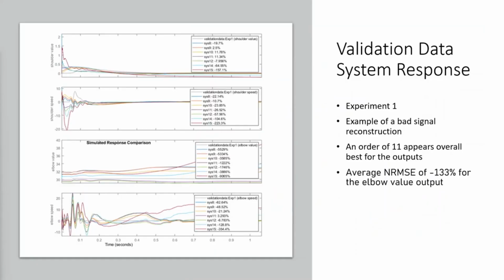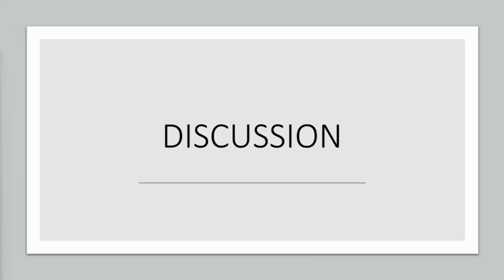This graph displays the system response on the validation data for each system order we computed. This is an example of a bad simulated response as no order can accurately determine the elbow value for the first motion of the validation data, as all NRMSE values are above 1000%. The model is not performing well on held out data yet. OpenSim's neuromusculoskeletal dynamics are nonlinear, so there will be loss when trying to approximate the dynamics with a linear system.